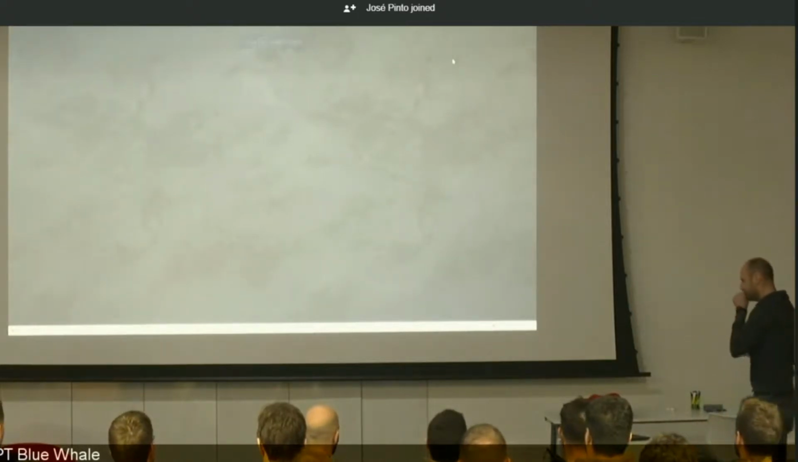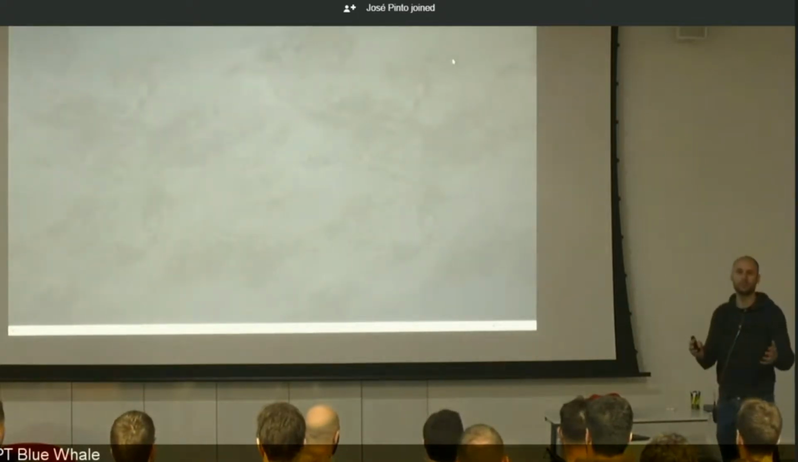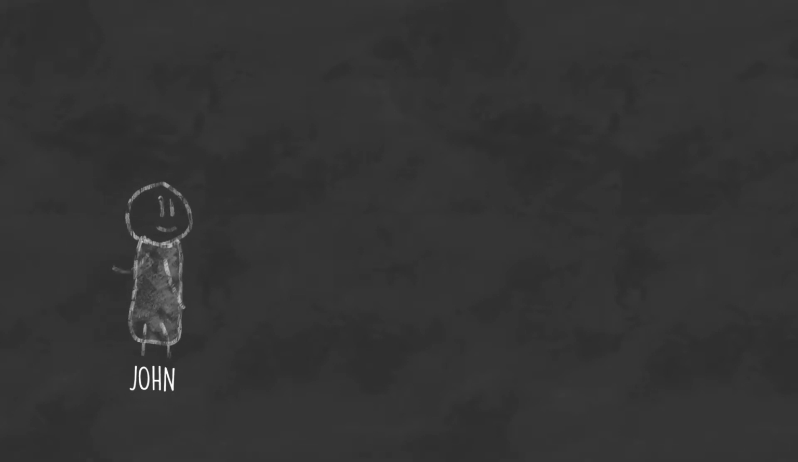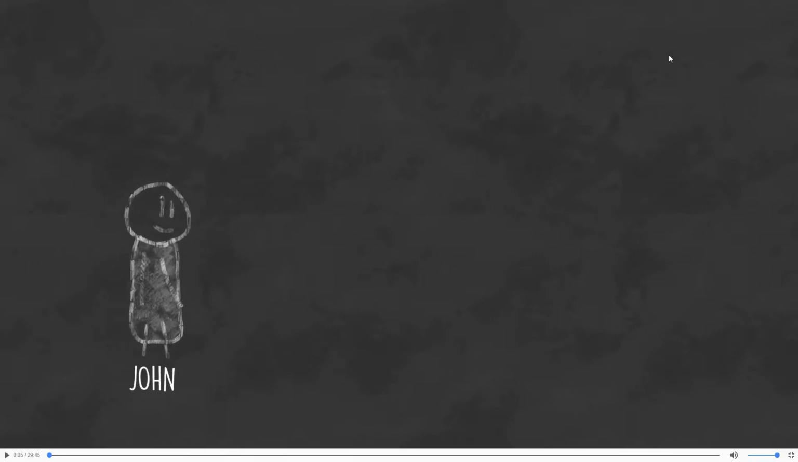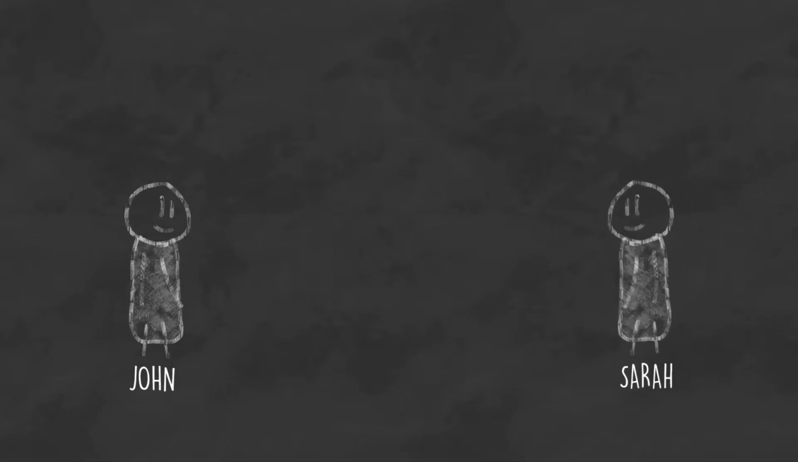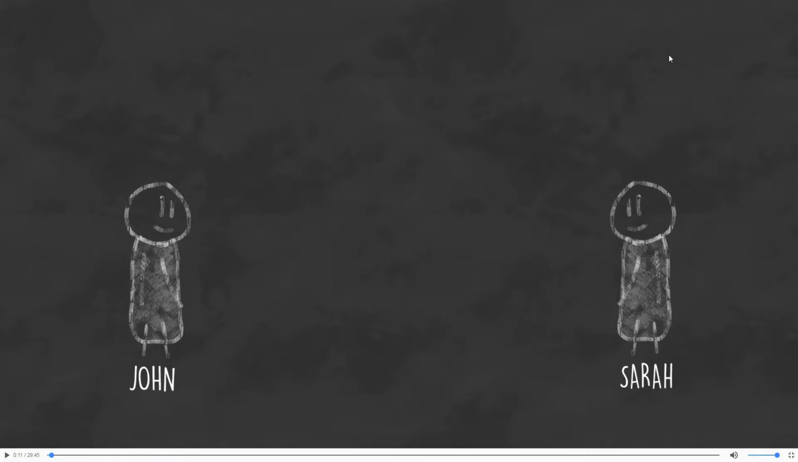Before we write the algorithm, I want to explain what the problem is that we're trying to solve. Okay. And in order to do that, I'm going to get help from this guy, John, over here. He says hi. Okay. And over here, we also have another person, Sarah. She also says hi.